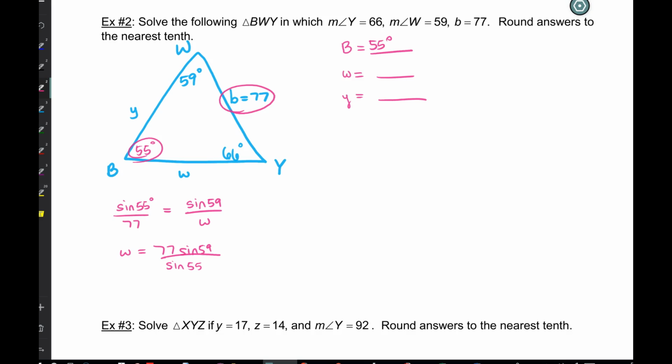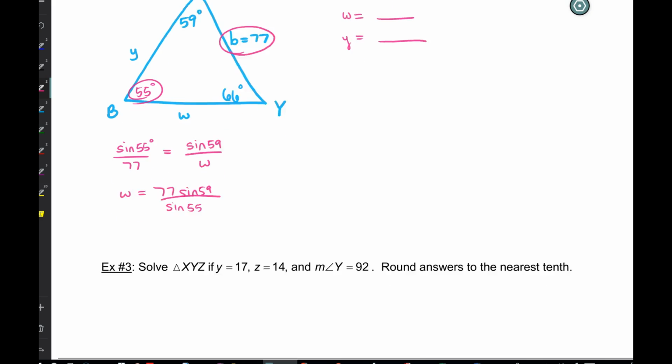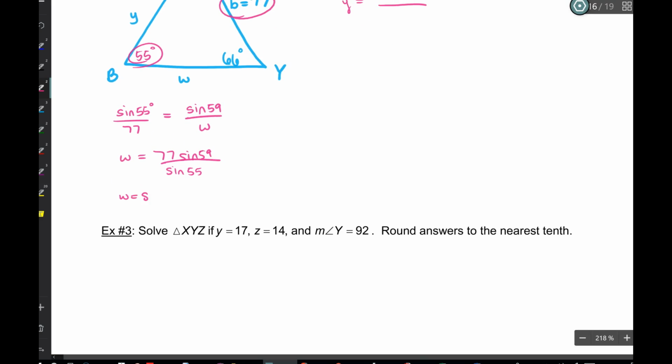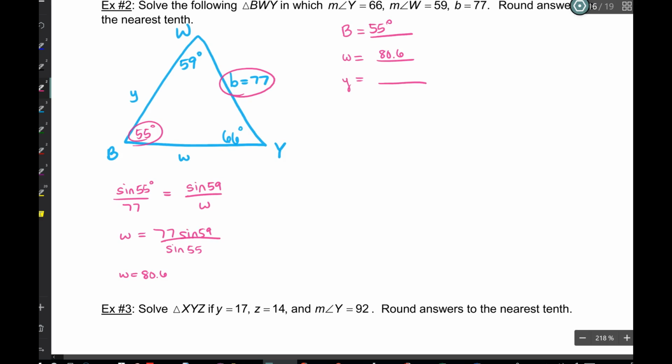Oh, I skipped a step. Did you follow that? But see, it's always going to be, when the variable's on the bottom, this times this divided by that. You can go right to the answer if you want, or if you want to show that extra step, that's fine. Did we get 80.6? Okay. And then the last one, we have sine of 55 over 77 again, but this time it's sine of 66 over y.